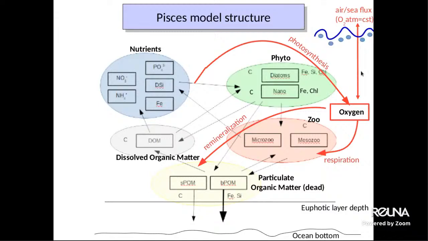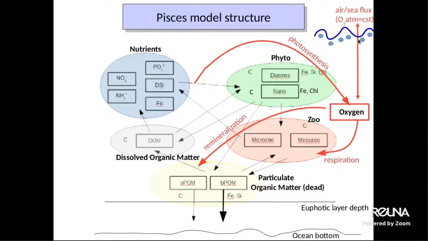And the other thing also is that oxygen is exchanged at the interface between the air and the ocean. When you have a warming of the ocean, when the temperature increases, the ocean tends to lose its gas, so it's also losing oxygen. Okay, and when it's getting cold, it can absorb oxygen. So this flux is also represented in PISCES.